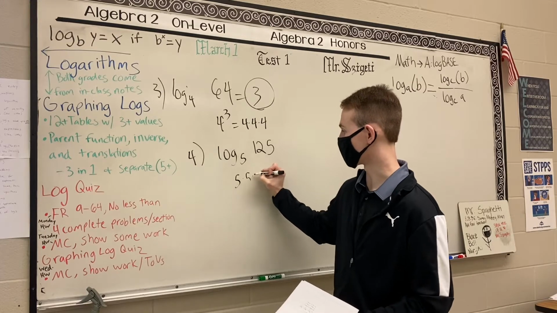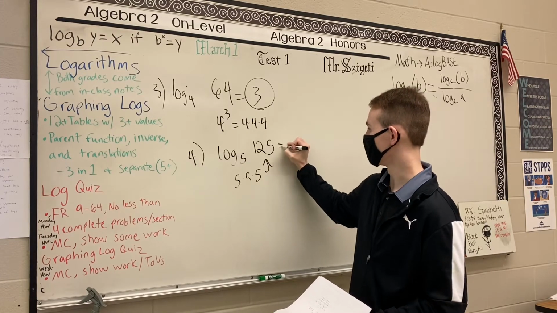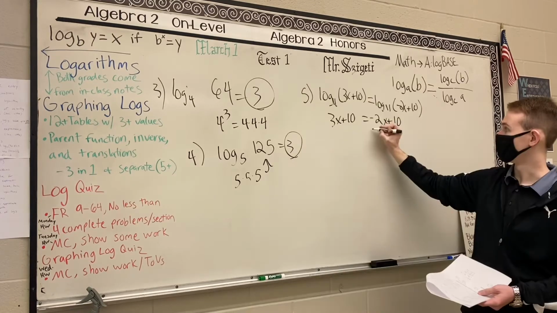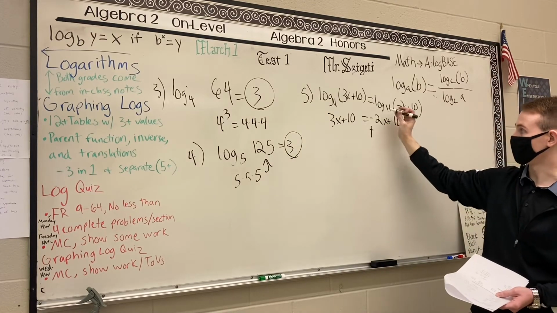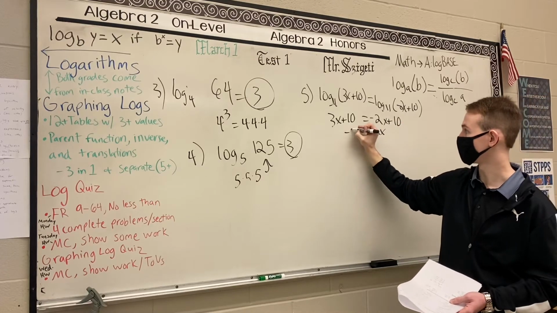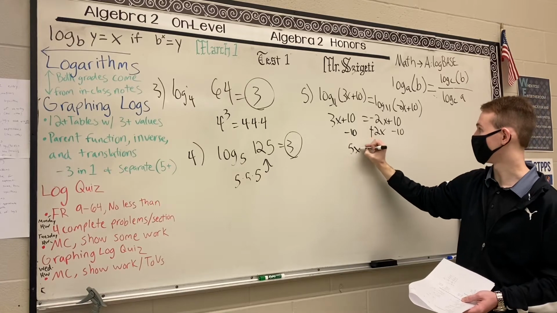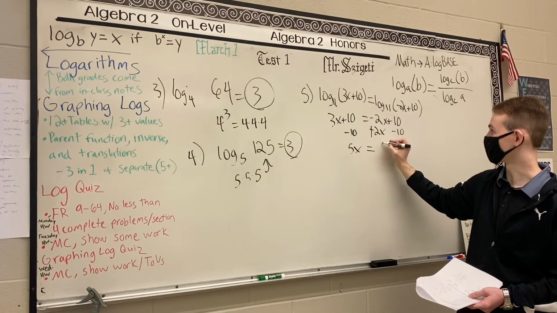5 times 5 is 25, and then 5 of those is 125. So it is also equal to 3. I'm going to try to keep my variable positive when I can. So I add 2x to both sides, take away 10 from both sides. So I have 5x over here. It looks like it's going to be equal to 0.